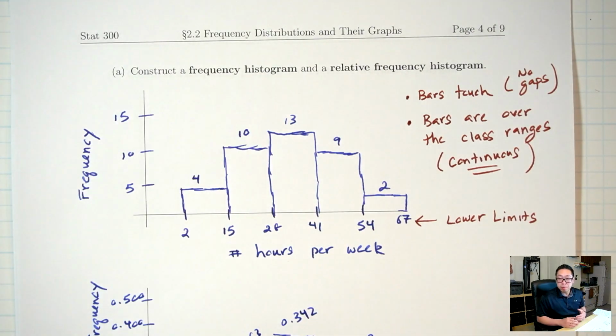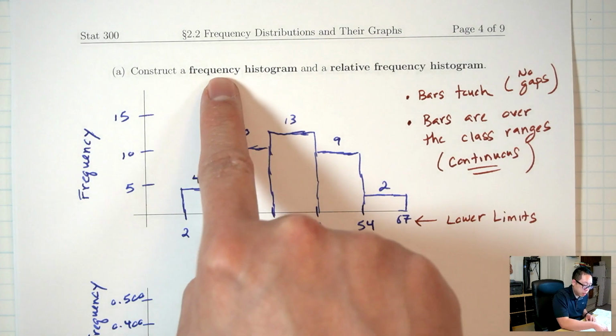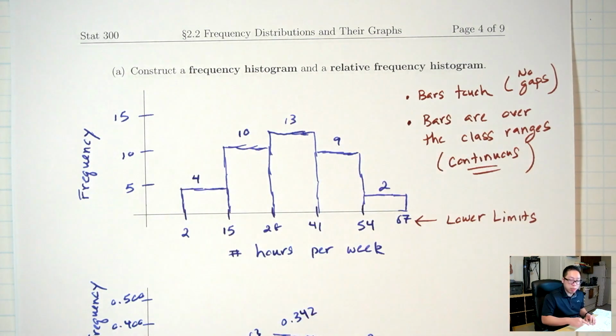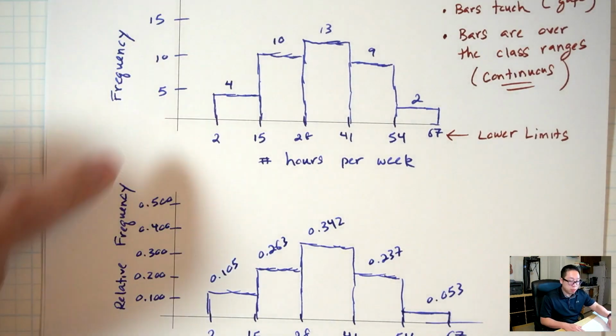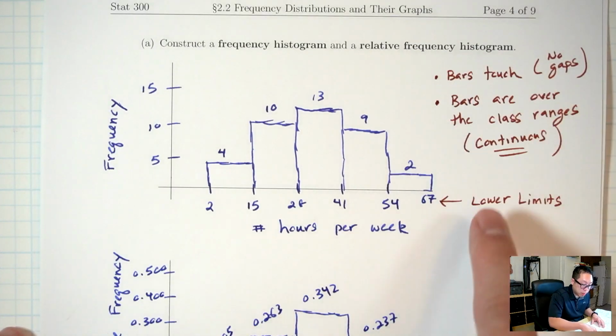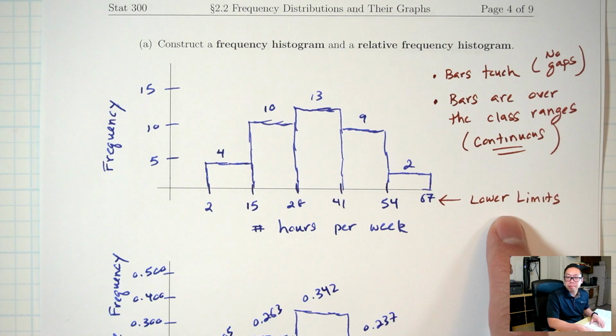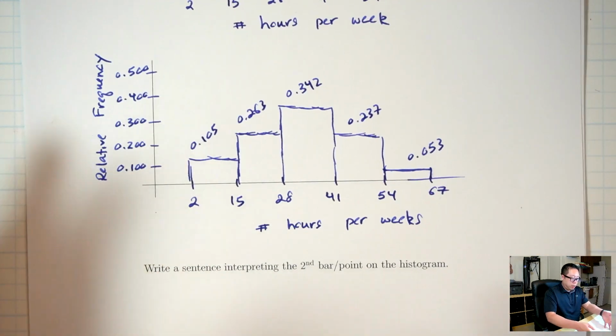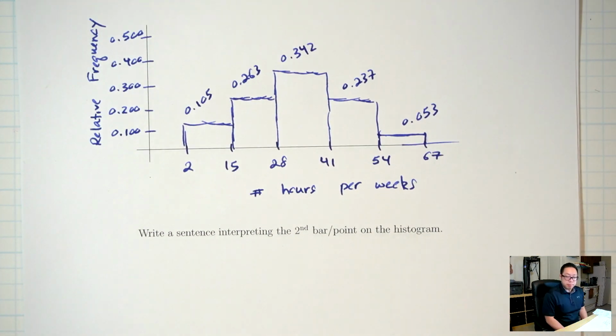Histogram meaning bars, and then depending on whether it says frequency or relative frequency, that tells you what to put on the y-axis. And then the x-axis for a histogram is lower limits. All right, so last part here, I want you to write sentences interpreting the second bar on the histogram.